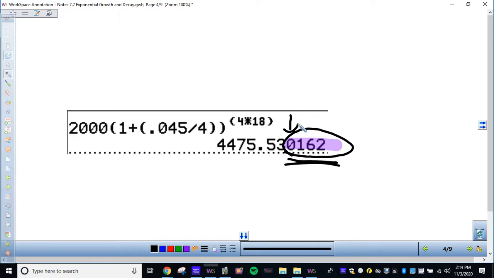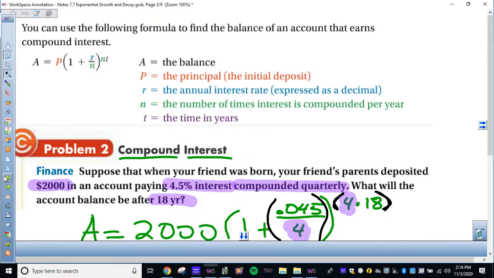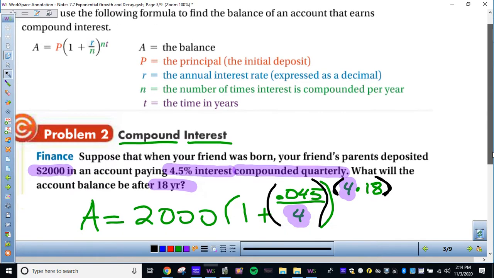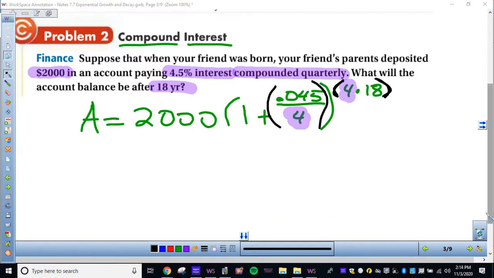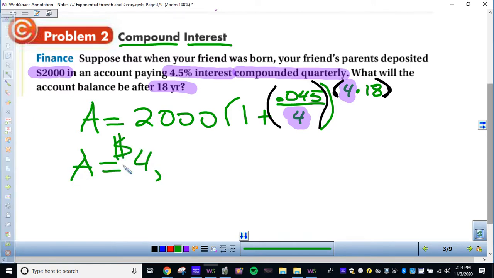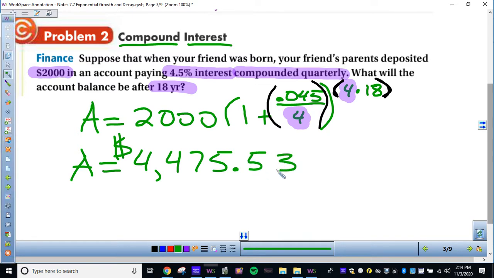Okay? So the bank keeps the extra change, essentially. So our answer here, your $2,000 initially at 4.5% interest would result in that 18-year-old getting $4,475.53. Don't forget units.